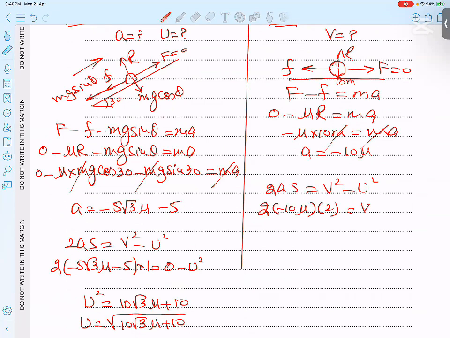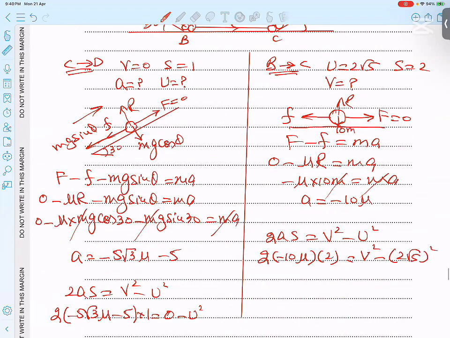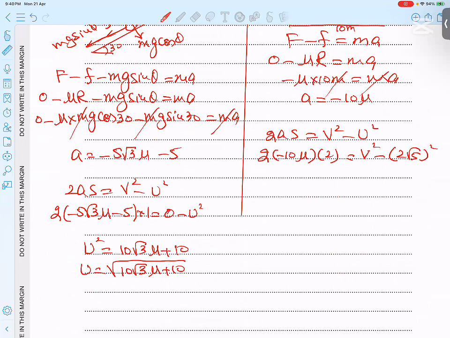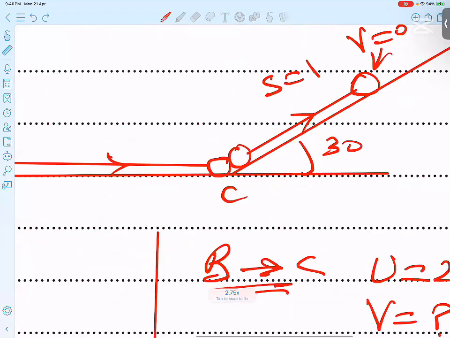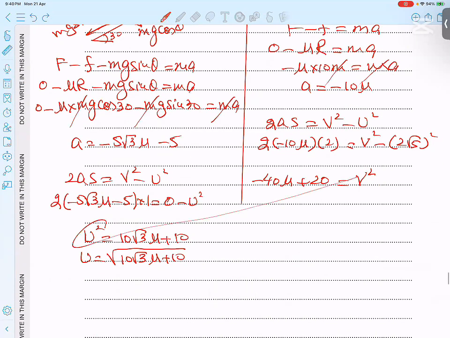The last velocity I want to find, and u is 2 root 5. 2 root 5 squared, and this turns out to be 2 times negative 10 mu times 2, which is negative 40 mu, and this is actually 20. It comes to this side, plus 20, because 4 fives are 20, I think you got my point, is equal to v squared. So v squared and u squared are the same. How come? Because the last velocity at this level and the starting velocity at this level are equal to each other.